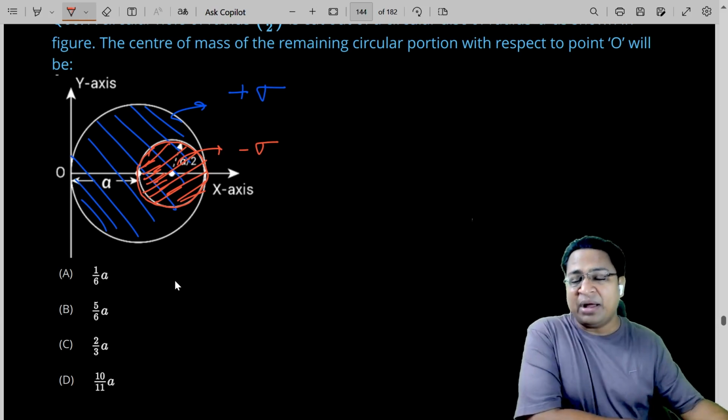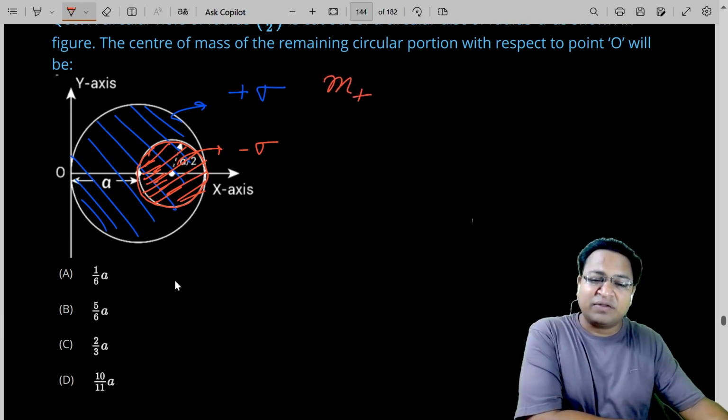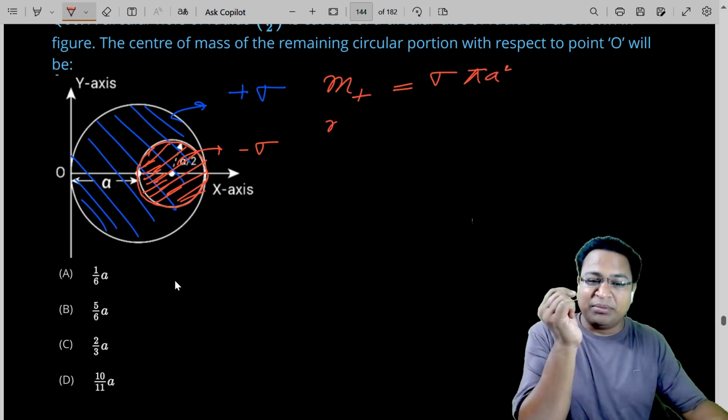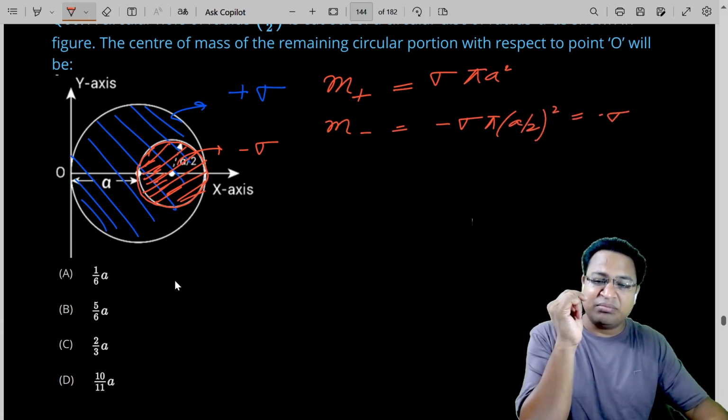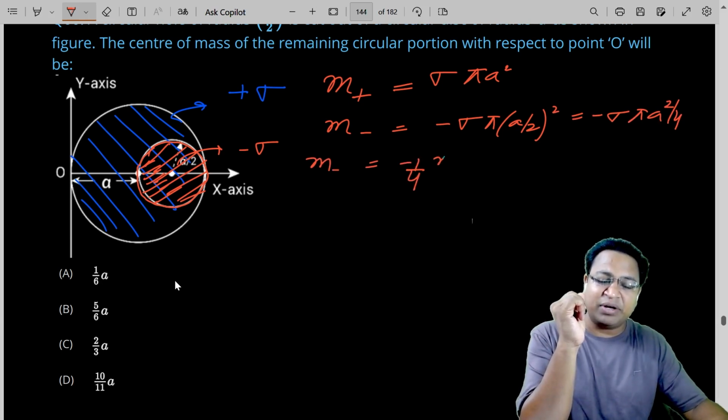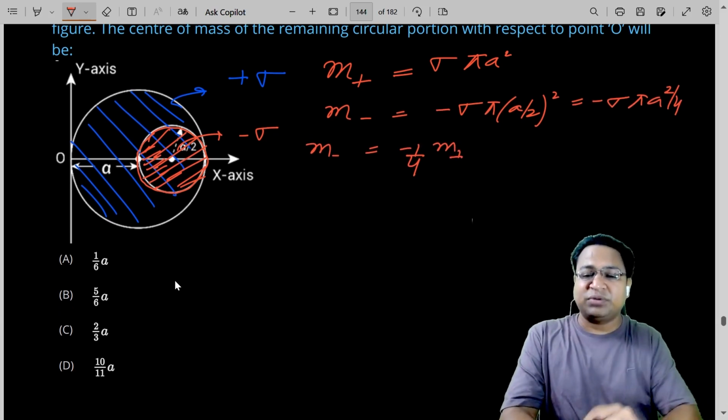So why am I doing this? So let's say the mass of the positive disk. Let me talk about that. That will become mass per unit area into the area, which is pi a square. Okay, the mass of the negative disk would be minus sigma into pi of a by 2 square. So this will become minus sigma pi a square by 4, or in other words, m negative would be minus 1 by 4 times m positive. So this is what we are getting.